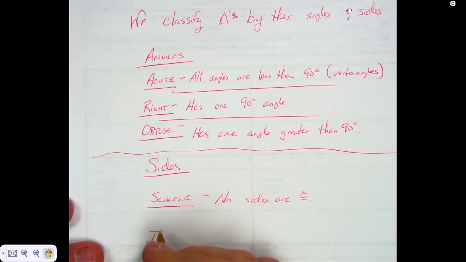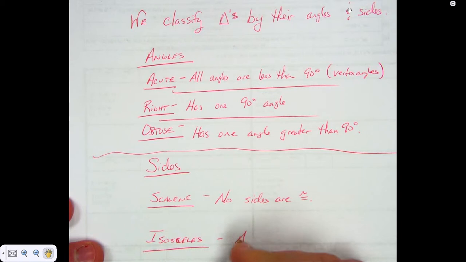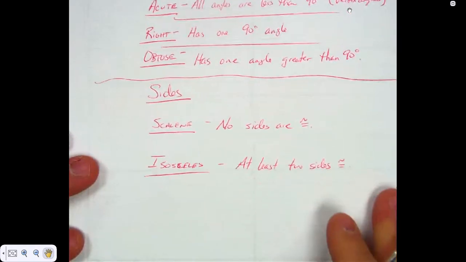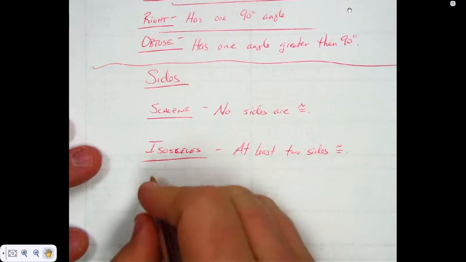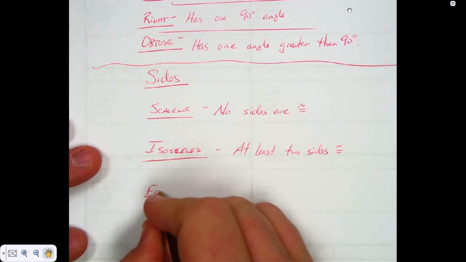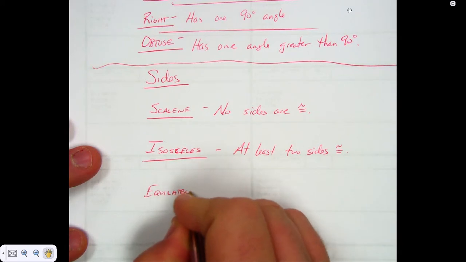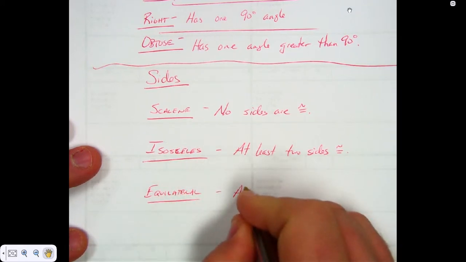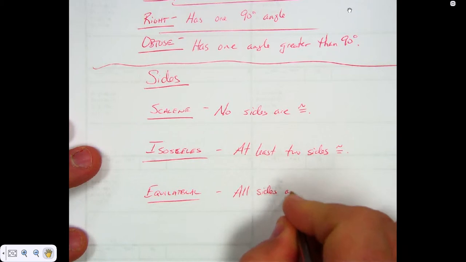What's the other one? Isosceles. Two sides are equal. They have at least two sides congruent. Then we have equilateral, or all sides are congruent.